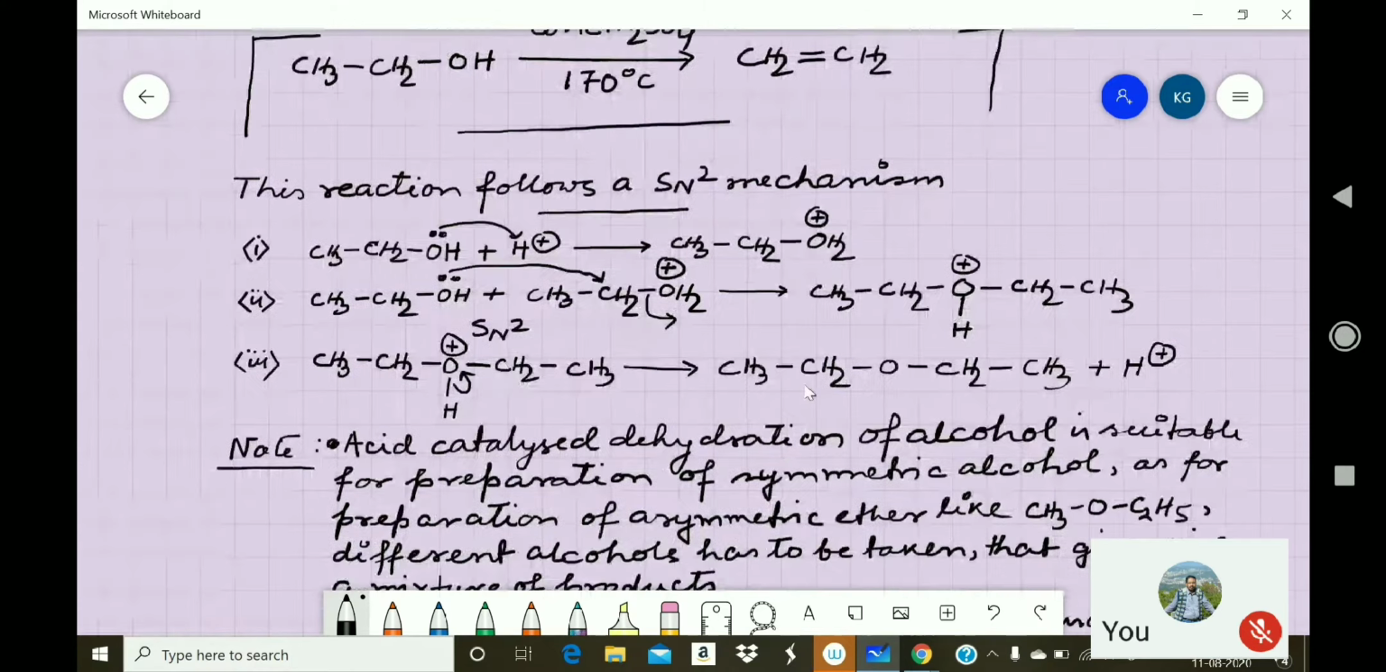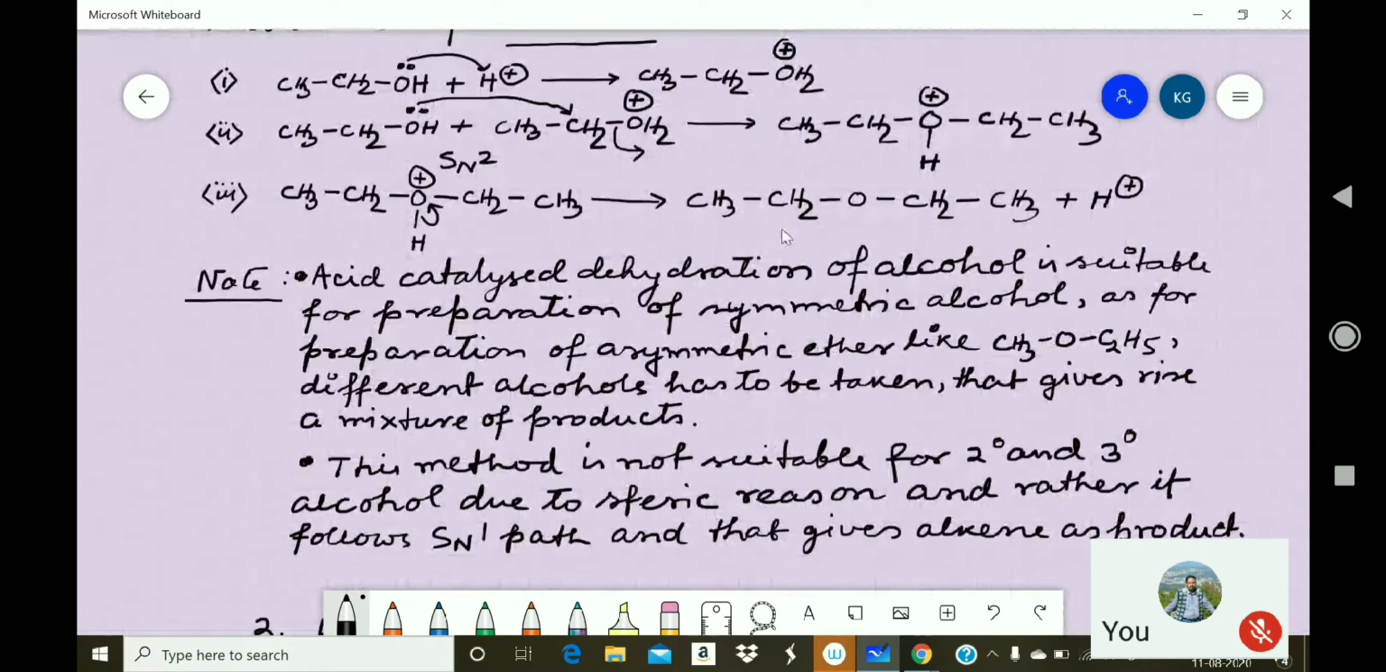In this way, we can prepare the ether which is symmetrical in nature. That means if we want to prepare ether of different alkyl groups, then we need to start with two different alcohols, and in that case there will be a possibility of formation of mixtures of ethers. That's why this acid catalyzed dehydration is suitable for preparation of symmetrical ether, where we can start with only one kind of alcohol.